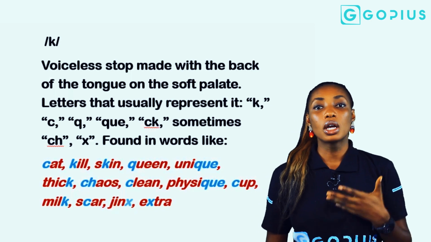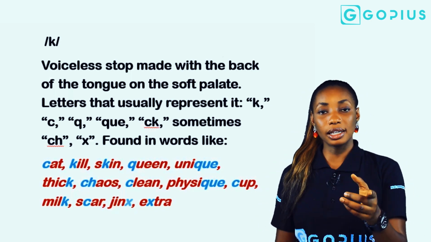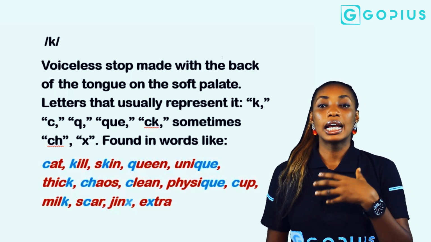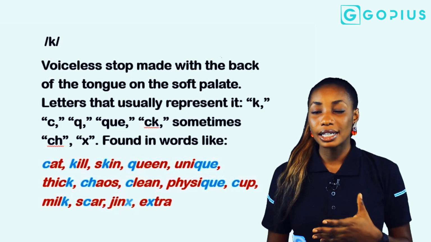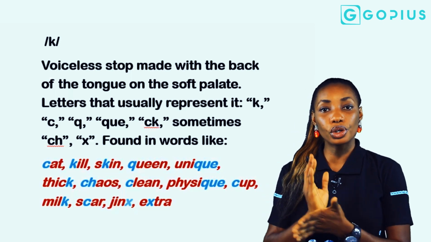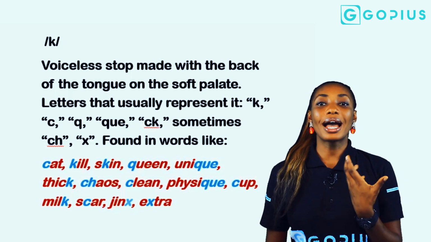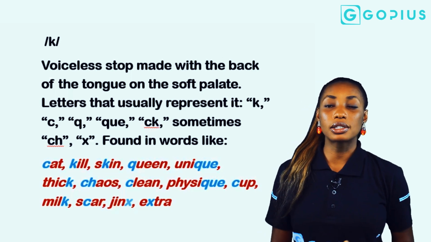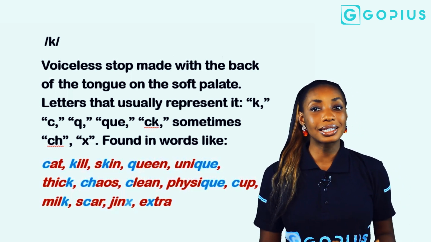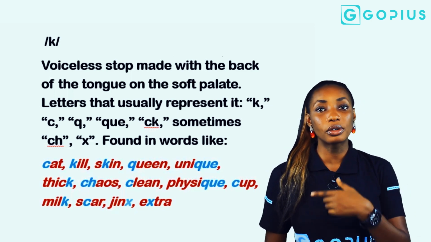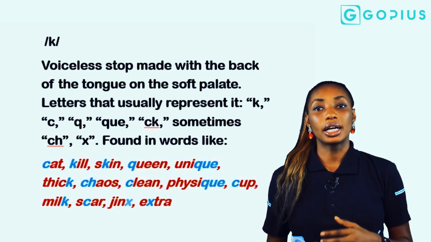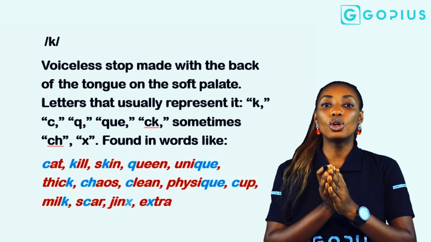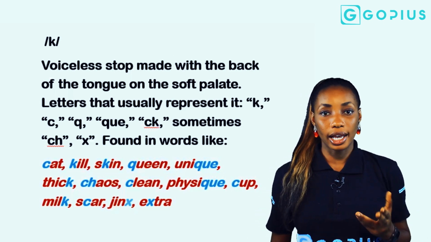So we have examples: cat, kill. You can see that C is representing the sound K. We have skin. You can see also that letter Q is representing this K sound. We have unique. The combination of Q, U, E represents the K sound. We have thick. We have chaos. CH represents the K sound. Clean, physique, cup, milk, scar. Jinx, like the X I told you about. Jinx, extra. In X, in the words jinx and extra, the K is there followed by the S, but the K sound is there.